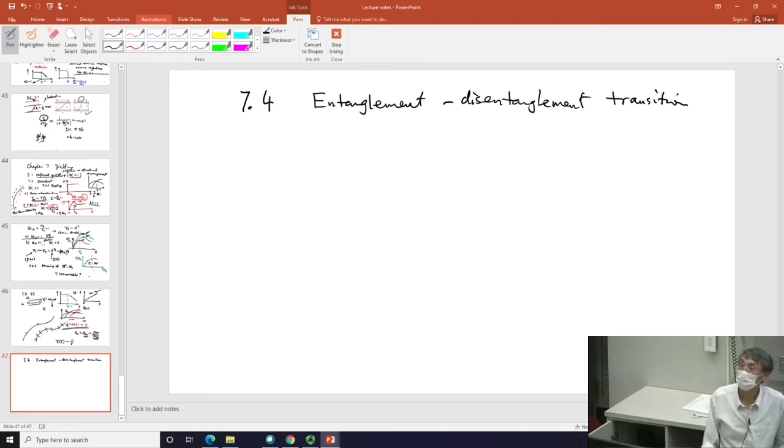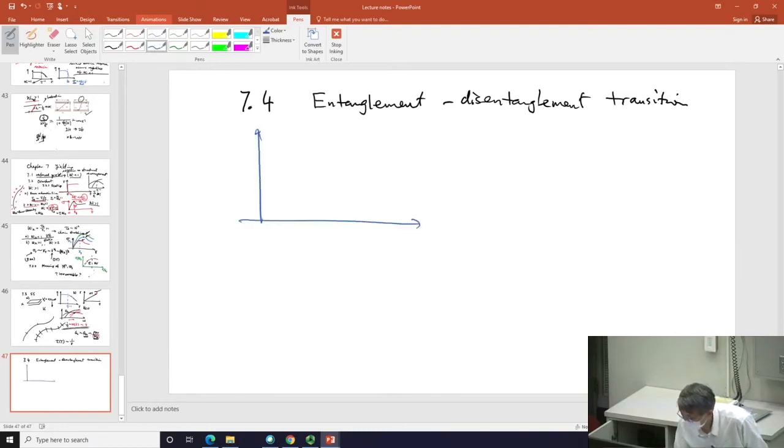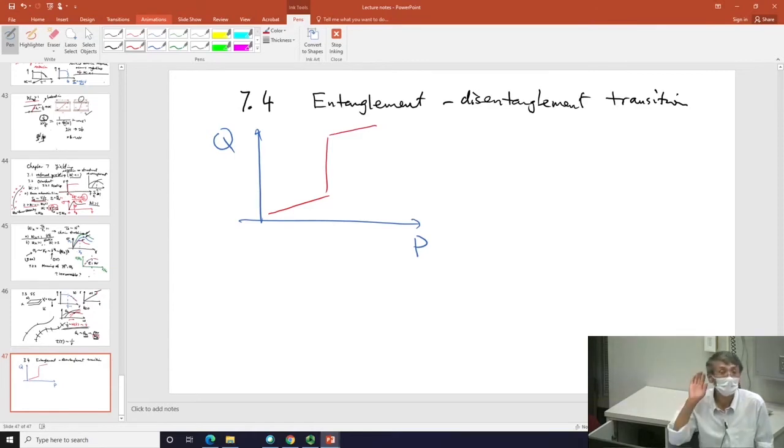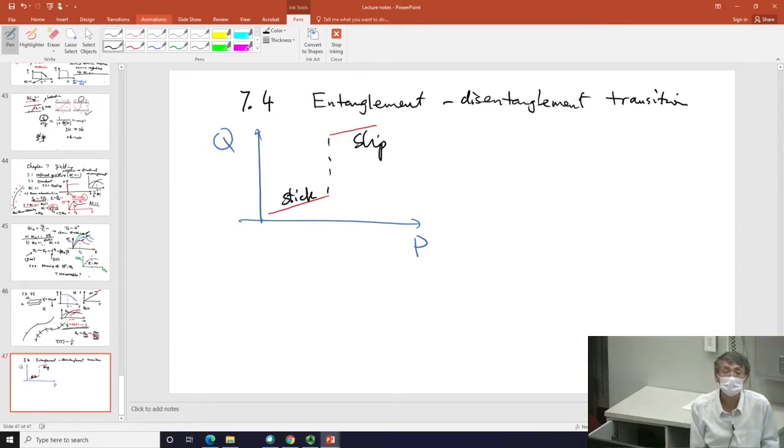Let me try to explain this in some detail. I want you to recall this result. What is this? Can anyone tell me? In extrusion, this red line represents what? Who said that? Yeah, the stick-slip transition. Stick-slip? Yeah, stick-slip transition.